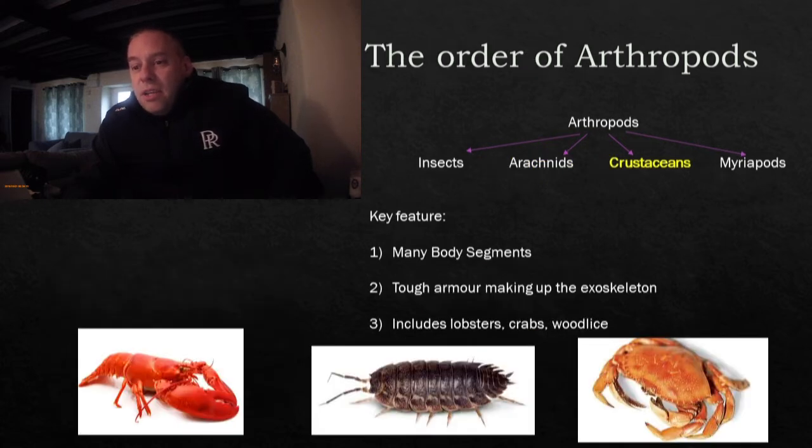Moving on, crustaceans. These have many body segments, but the key bit that really tells us that it's a crustacean is that it has an exoskeleton that is really tough. It's made out of something called chitin. It wears it like armour. So most of the crustaceans live in the sea. The only exception of a crustacean that lives on land is the woodlice. So if you've got a woodlouse in your little glass, then you've got a crustacean in there.